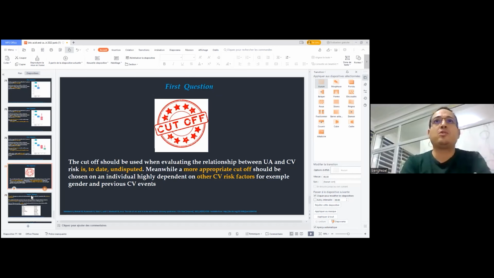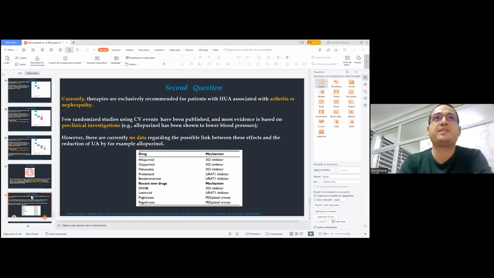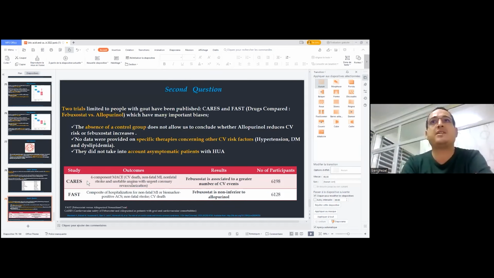For the second question, currently therapies are exclusively recommended for patients with hyperuricemia associated with arthritis or nephropathy. Further randomized studies using cardiovascular events have not been published, and most evidence is based on preclinical investigation. However, there are currently no data regarding the possible link between these effects and the reduction of uric acid by, for example, allopurinol. Two trials limited to people with gout have been published, CARES and FAST.